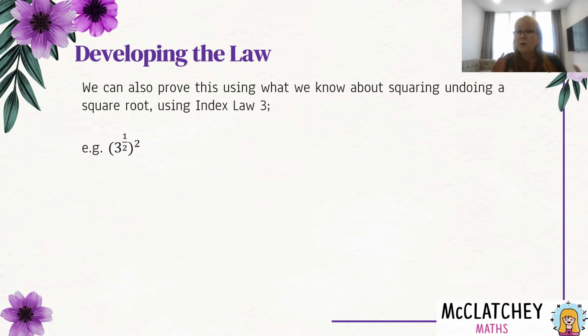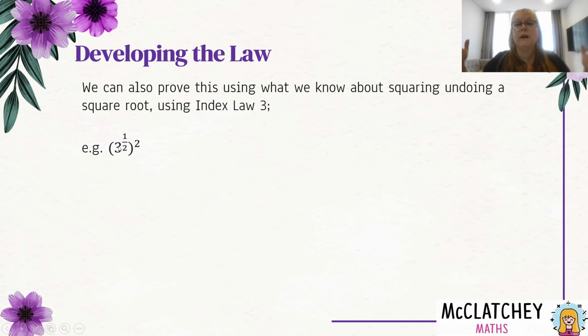Okay, so we can also prove this law. We've just proved it using index law 1. We're going to prove this again using index law 3 this time. Now we know that a square root is the undoing, or the opposite, of squaring a number. So let's use index law 3 now. We've just discovered that the square root of 3 looks like 3 to the power of a half. What happens when I square that using index laws?